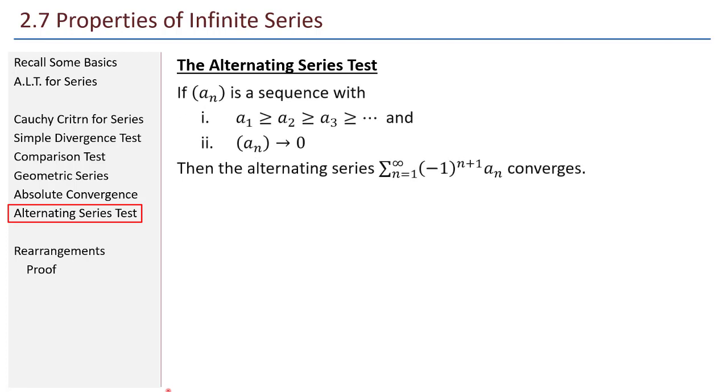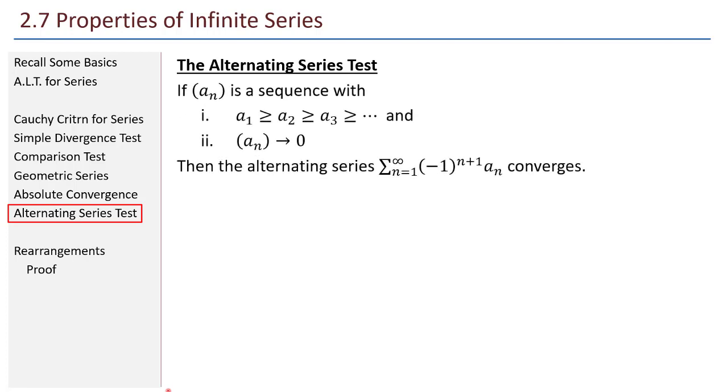I'm basically going to revisit that alternating harmonic series, because it's a special case of the alternating series test. Here we go. If I have a sequence where all the terms are decreasing and all the terms decrease to 0, so in fact they're all positive, then the alternating series converges, where I stick negative ones in front of every other term. The big example of this is the alternating harmonic series.